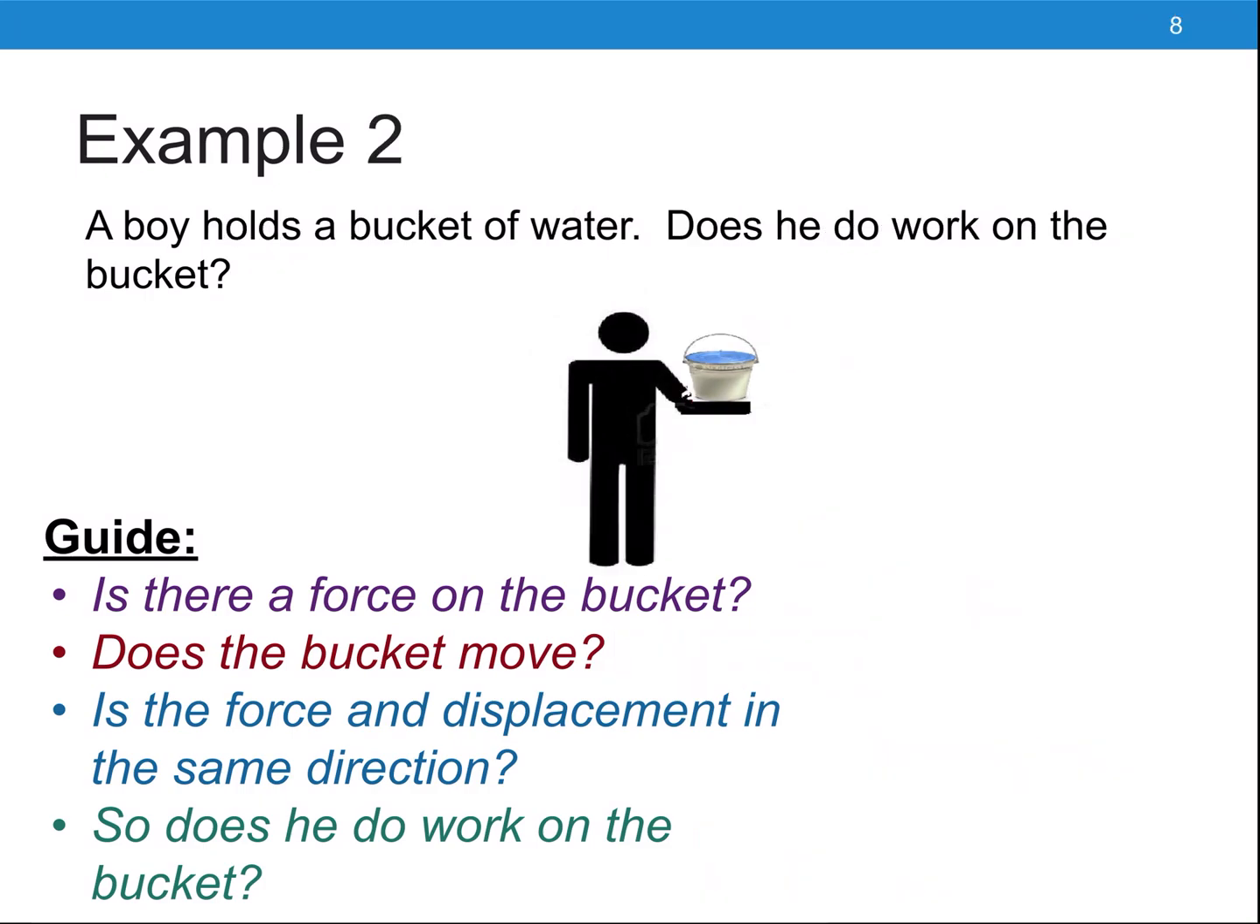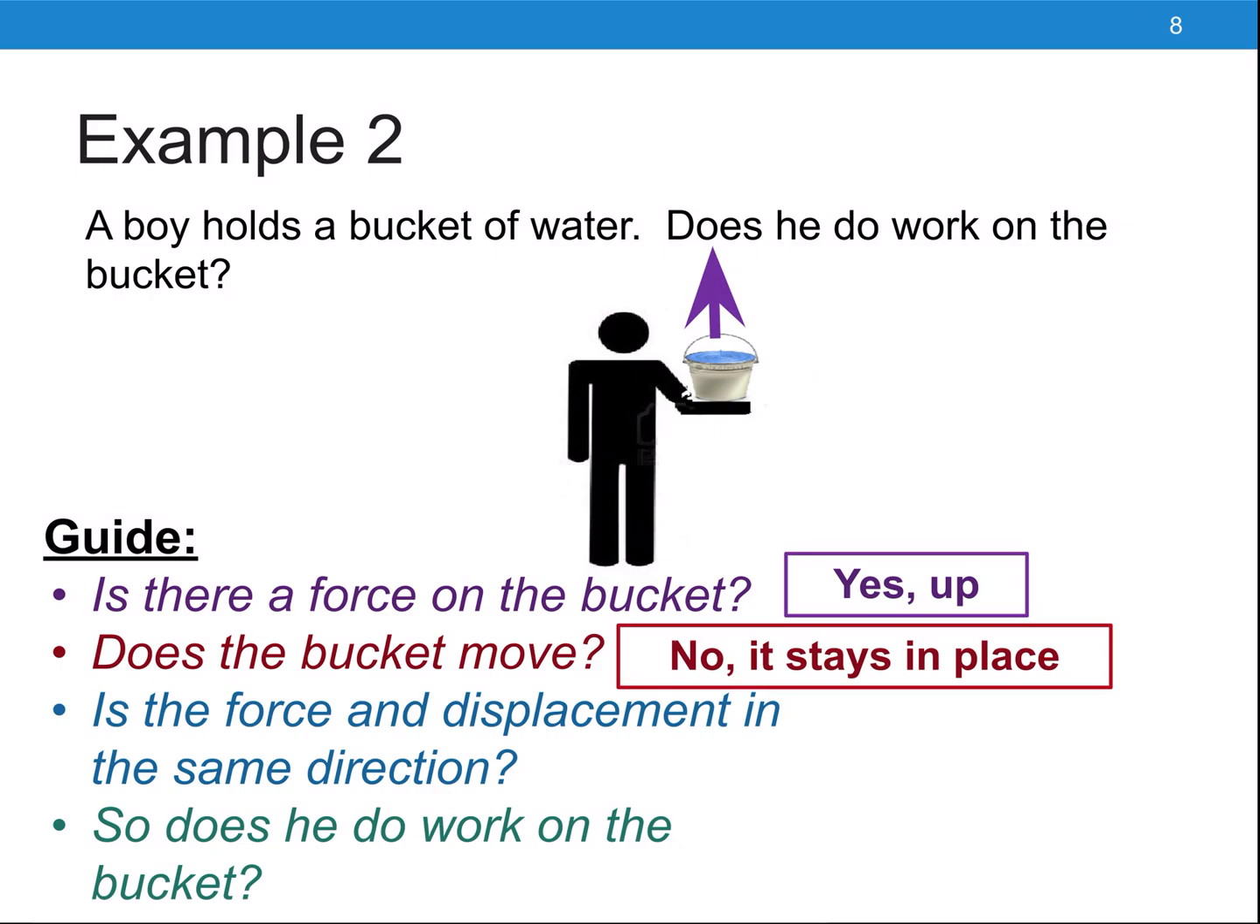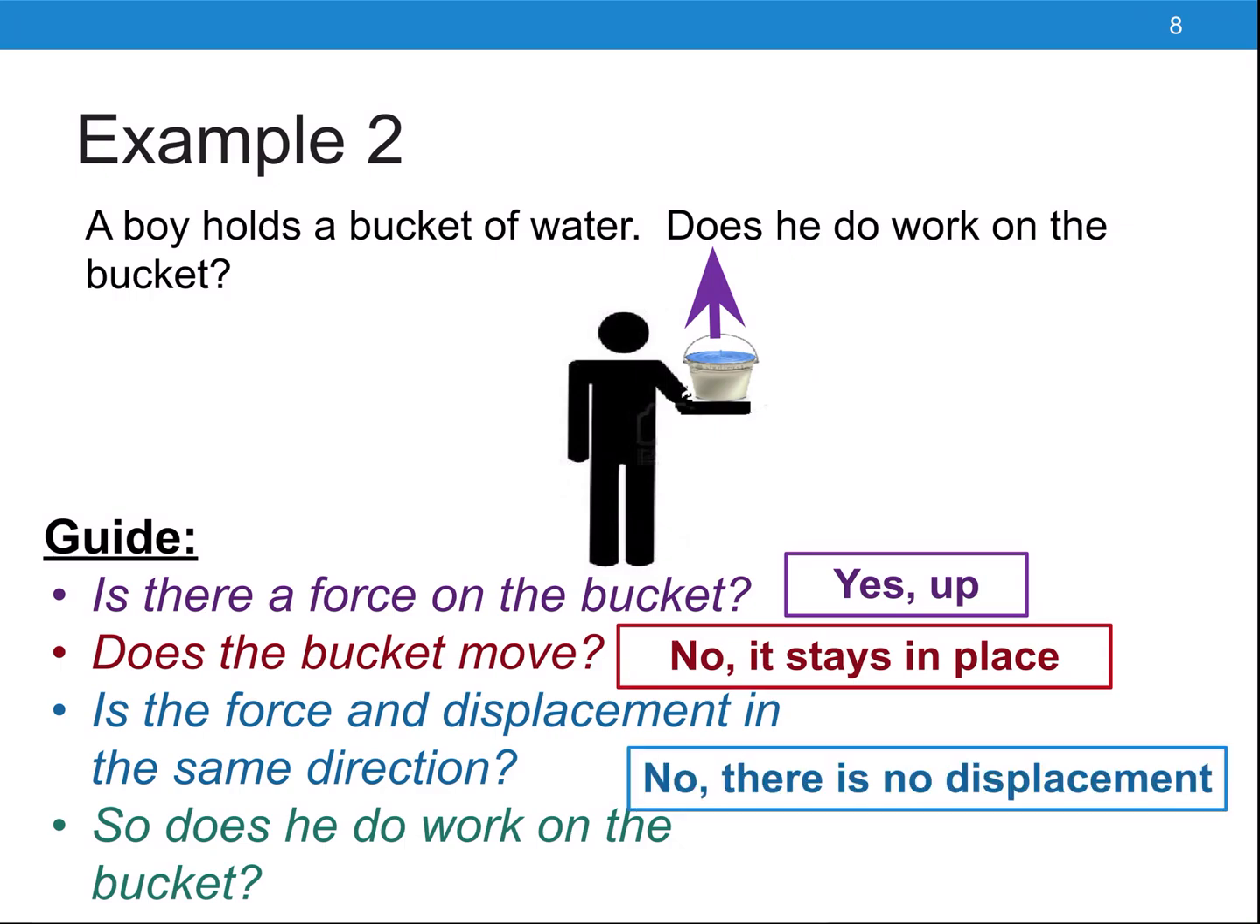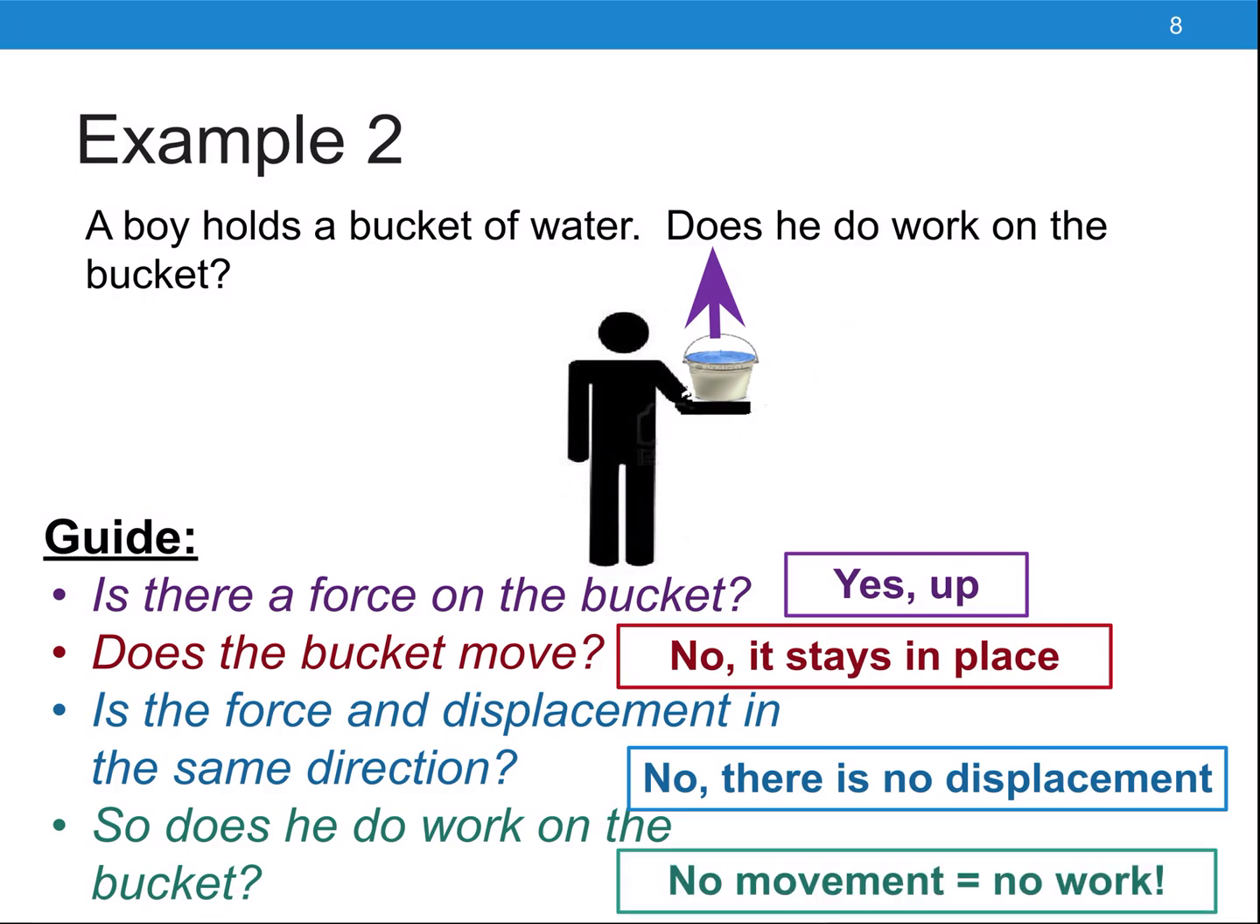If it didn't, don't worry, we got 3 more. All right, example 2, a boy holds a bucket of water. Does he do work on the bucket? Pause the video, answer the questions, press play when you're ready. All right, is there a force on the bucket? Yep, that's what's holding it. Does the bucket move? No, it stays in place. So that means that the force and displacement cannot be in the same direction if there is no displacement. If there's no displacement, no movement, there is no work.